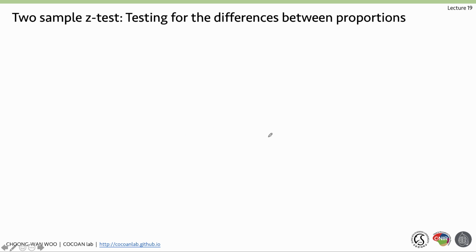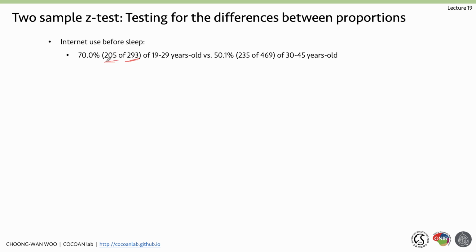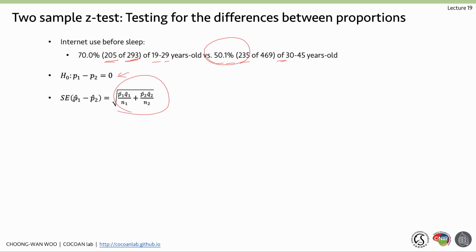And using this, we can do two-sample z tests. Let's use this as an example, internet use before sleep. So 70%, 205 people among 293 of 19 to 29 years old, versus 50.1%, that is 235 people among 469 people of 30 to 45 years old. So a smaller proportion. And the null hypothesis is the proportions of two groups are not different. It's the same. So p1 minus p2 equals 0. That is the null hypothesis. And the standard error should be calculated with this.